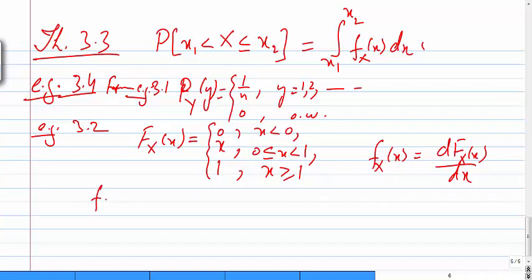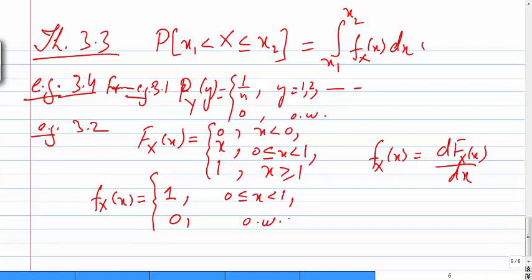So f_X(x) means, for the first part, 0. Take the derivative of x. When I take the derivative of x with respect to x, it becomes 1, when 0 is less than x is less than 1. And when I take the derivative of 1, or 0, it is 0. So it is 0 otherwise. So this is the solution.